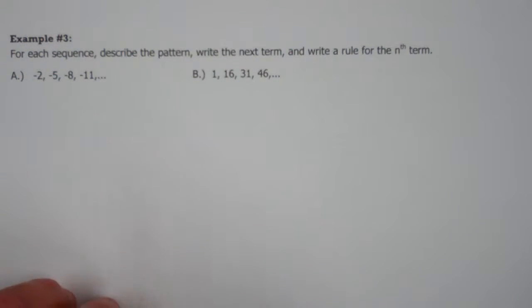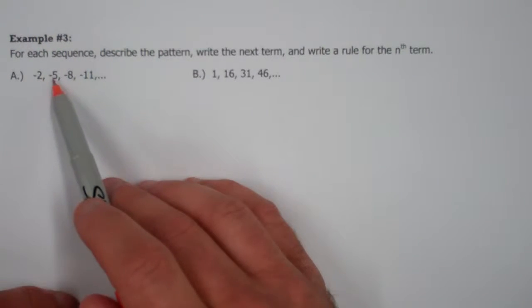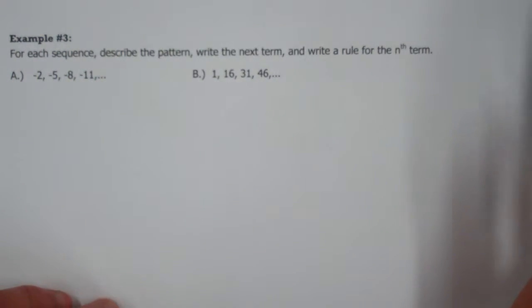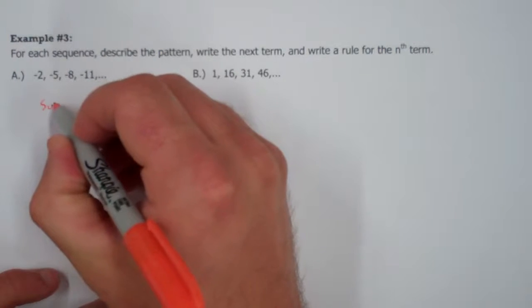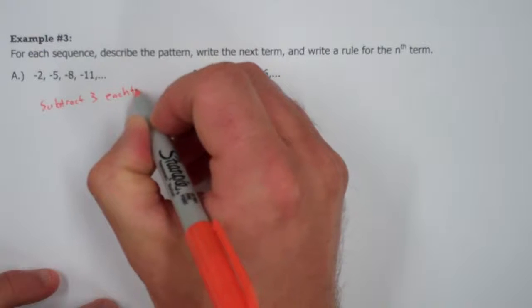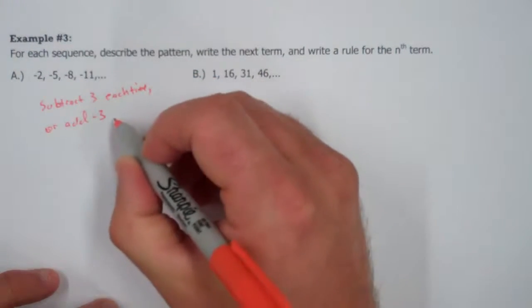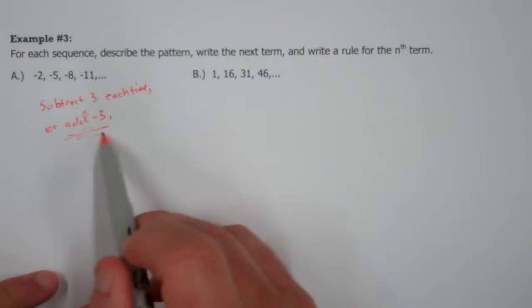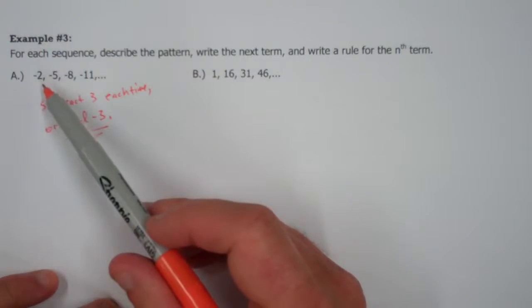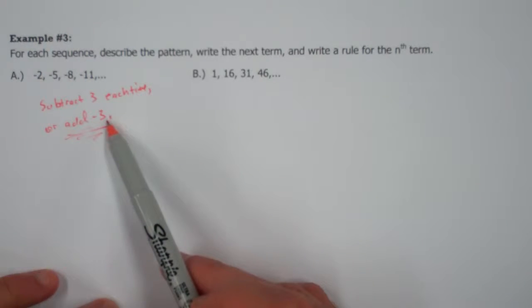To me, there's some link between these numbers. I think -2 minus 3 is -5, and -5 minus 3 is -8, and -8 minus 3 is -11. So if we describe it, it looks like you subtract 3 each time, or add -3. We're going to focus on this one when we write our formula. We want to think about what we're adding each time. It's not wrong to say you're subtracting 3 when you describe the pattern. I just want you to start thinking about it like this.